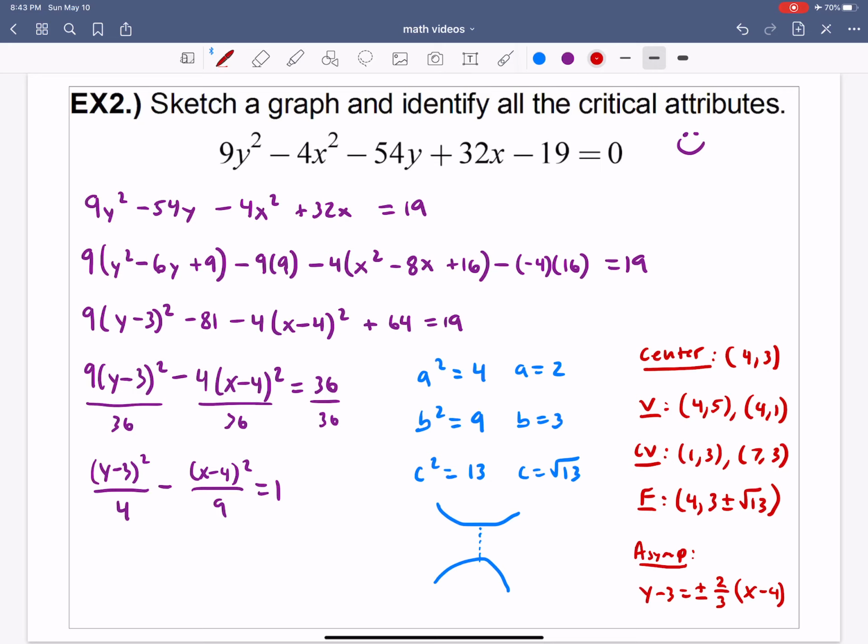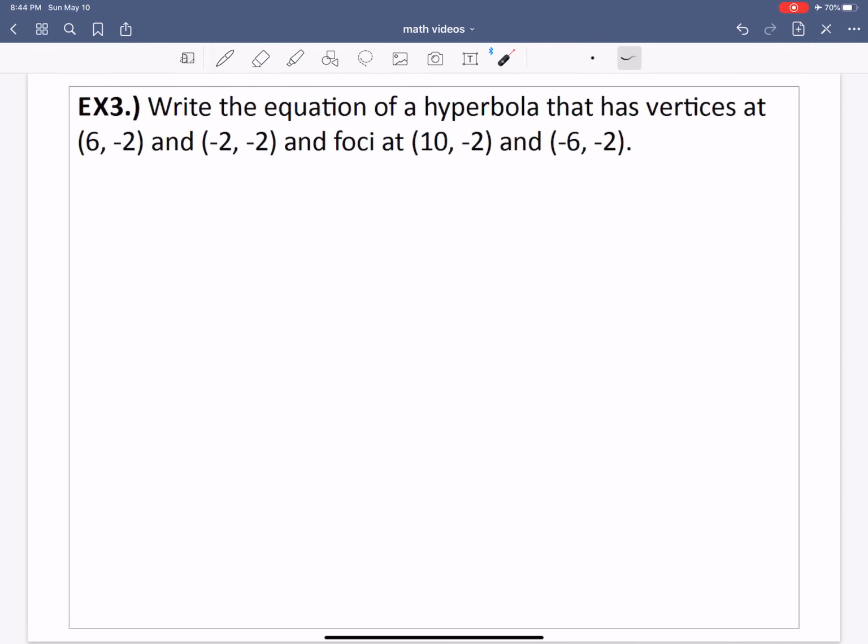So again, hardest part here, in my opinion, is the completing the square to get you to your equation. Once you get there and once you get comfortable with the attributes, you're going to breeze right through that. Okay? So 2 more together. Let's do 2 more. Okay, example 3.